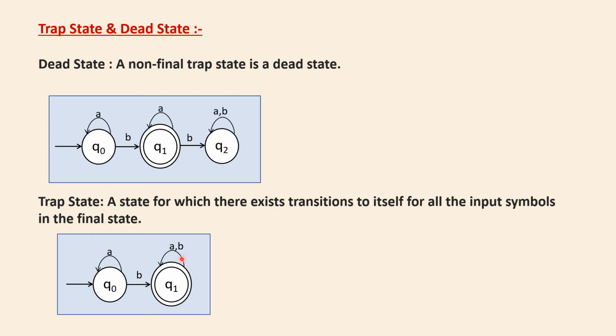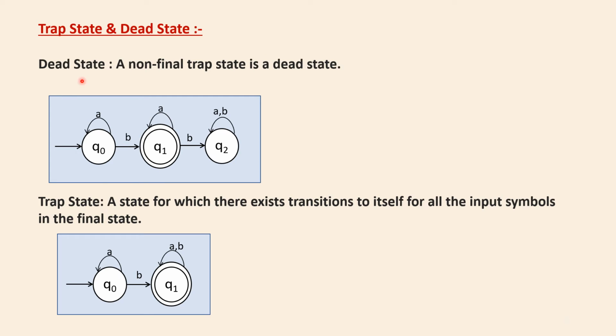After reaching the final state, n number of A's and B's stay in Q1 itself, in the final state itself. So here A and B both are looped in Q1 itself, with no other transitions happening to any other state. If this kind of action happens in a final state, we call it a trap state. That is, A's and B's are being accepted by Q1 itself. There are no transitions happening to any other state.